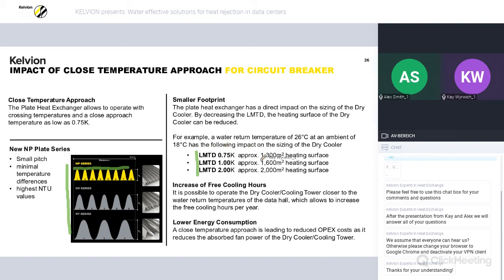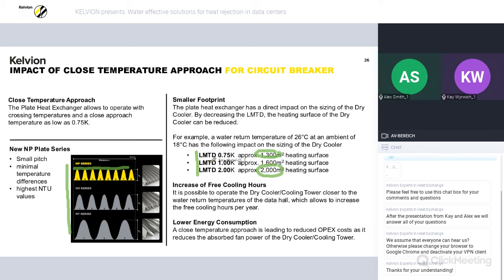If you have a really close LMTD, you need a heating surface of the dry cooler of 1,300 square meters. If you go now to a less efficient plate heat exchanger in between the data hall and the dry cooler, you can increase the size to 2,000 square meters. But it's only a small LMTD change there. So it's quite important to have an efficient unit, because this unit, a plate heat exchanger, is normally a cheaper unit than a dry cooler.